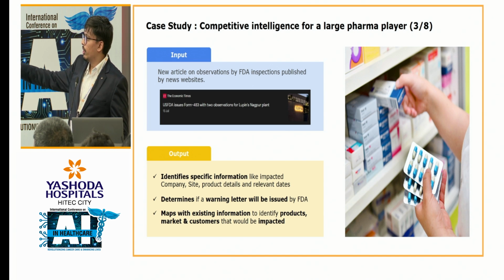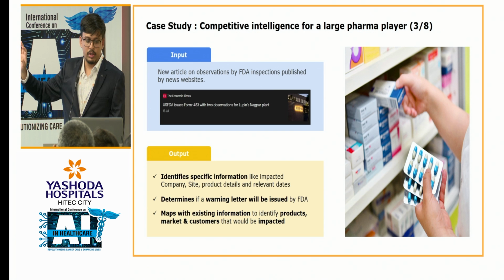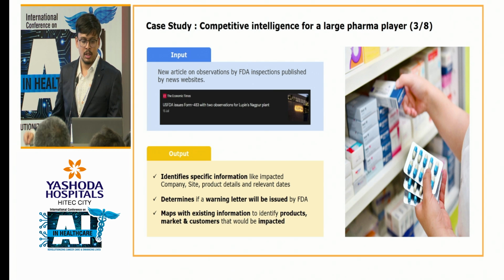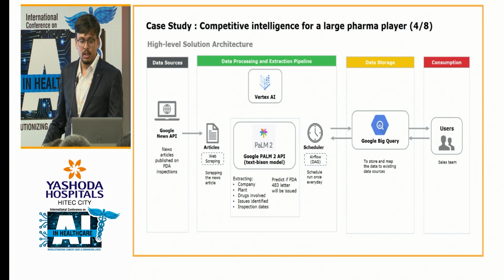So the input is a news article, something like this: FDA issues Form 483 with different observations for Lupin's Nagpur plant. And from here, you identify specific information like the company, site, product details, relevant dates, etc. Determine if a warning letter will be issued based on the article. Map it with existing information to identify the market, product, and customers that would be impacted, right?